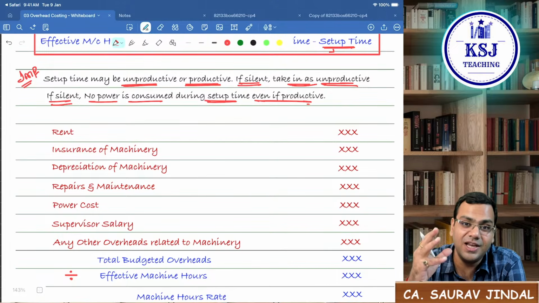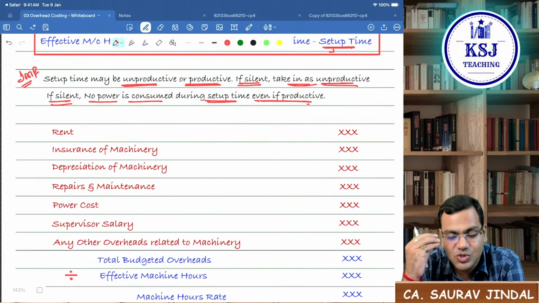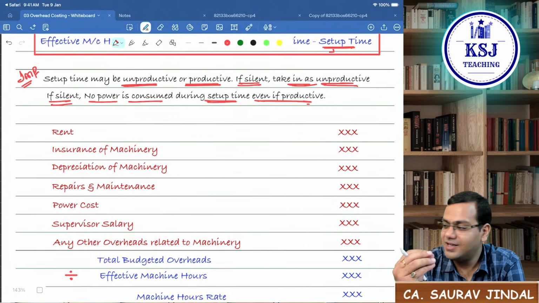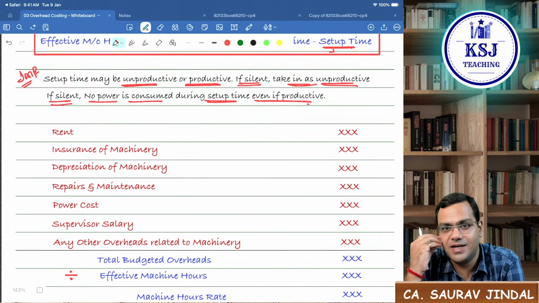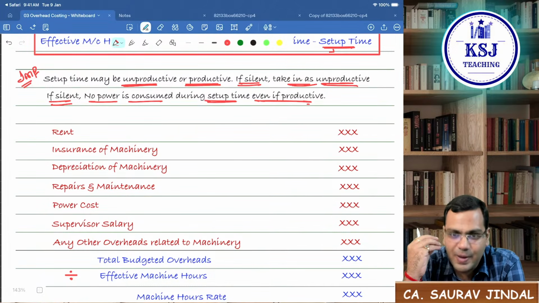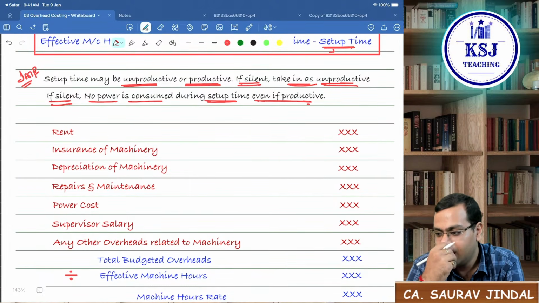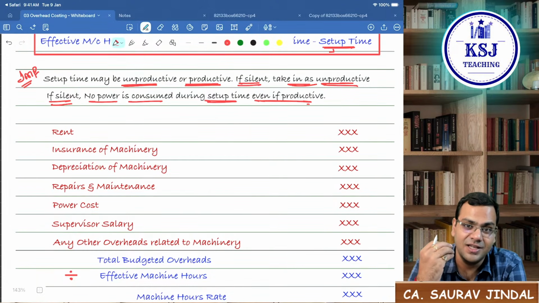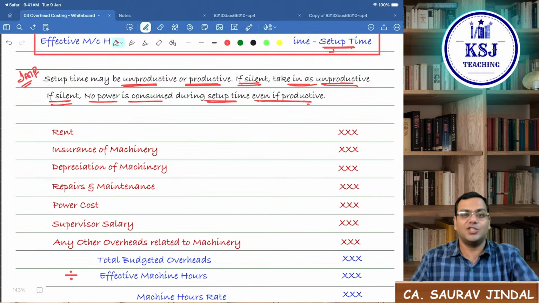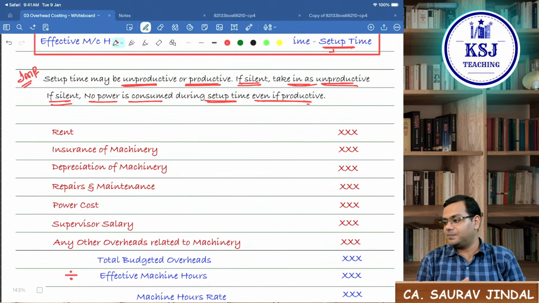Now, logically and practically, if we think, this seems to be absolutely illogical, isn't it? We are saying that the machine is under setup, there is no power being consumed by the machinery, but the setup time is productive. And you may find questions like this, where the setup time is productive and it is clearly mentioned that no power is being consumed during the setup time.